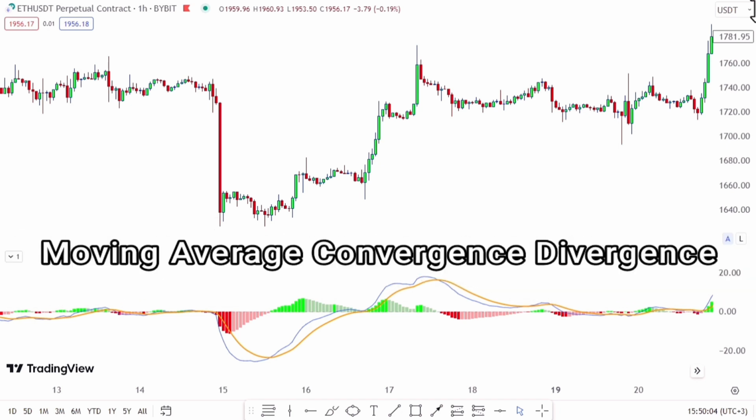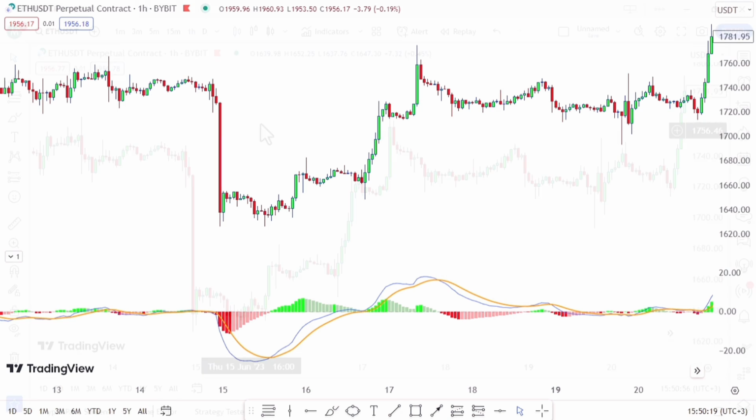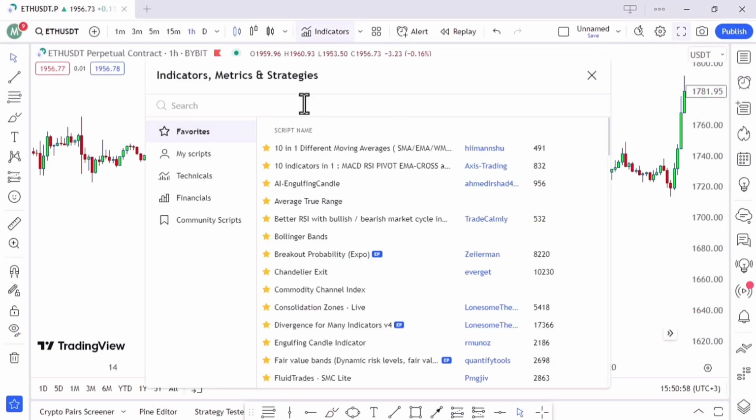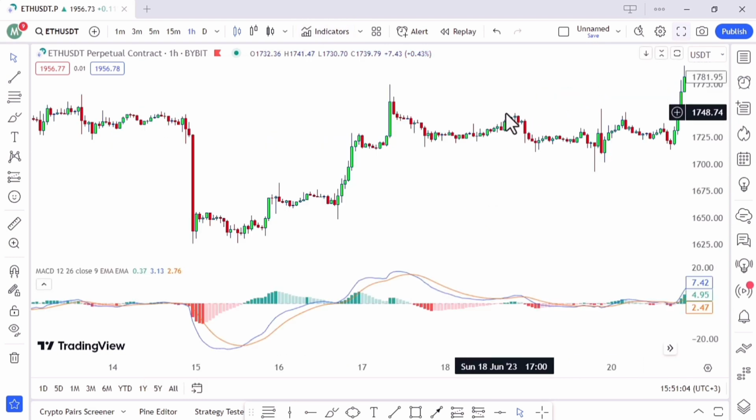The moving average convergence divergence, also known as the MACD, is one of the simplest and yet most popular indicators used by traders. Essentially, a trend following indicator shows the relationship between two moving averages and other aspects. So first, let's apply it to the chart. What you want to do is go to the indicator section, type in MACD, and click on this one here.